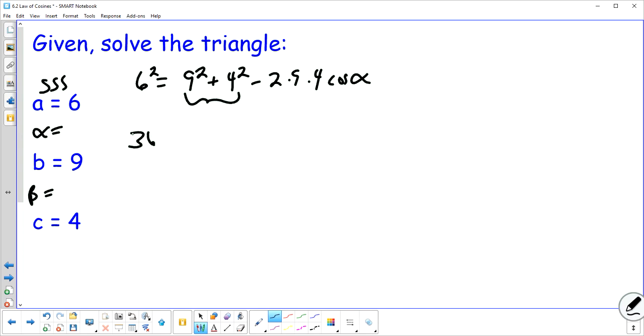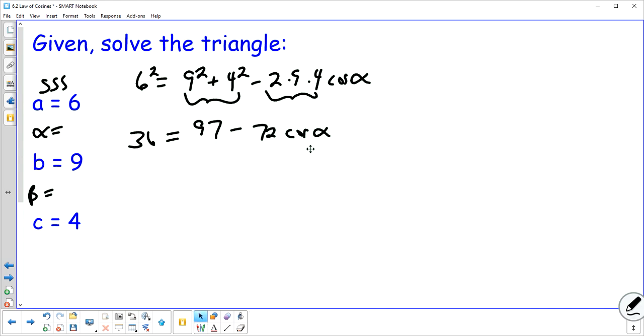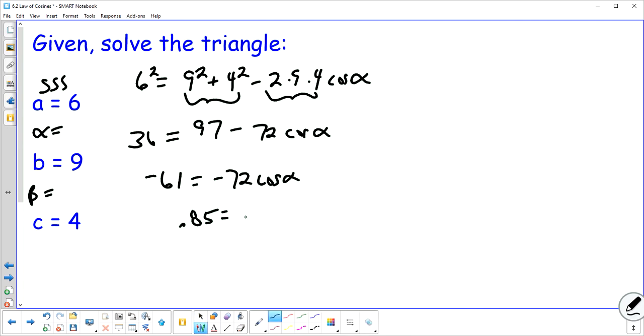Okay, if I plug that in, I can simplify these two. So I'll have 36 equals, this is going to give us 97 minus, if I simplify those, 2 times 9 times 4, that's 72 cosine of alpha. Okay, I'm going to subtract 97 from both sides. It's going to give me negative 61 equals negative 72 times the cosine of alpha. Divide by negative 72, I get 0.85 equals the cosine of alpha. And then if I do a cosine inverse, I get 31.8 degrees for alpha.